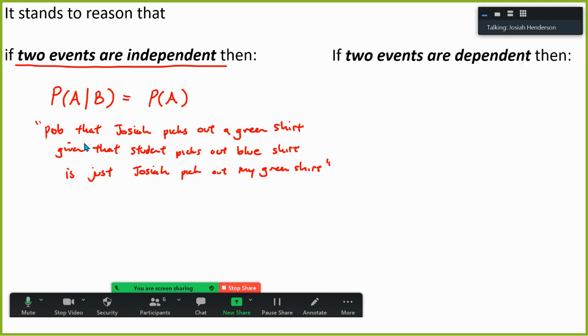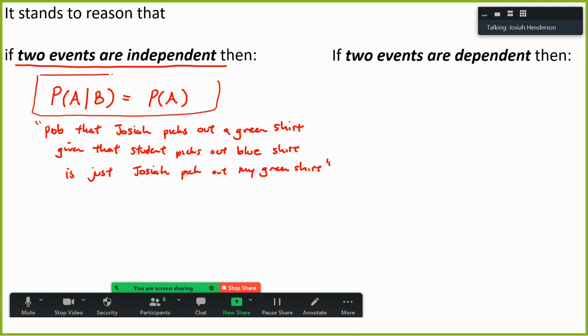of us picking out our different colored shirts, they're totally independent. It doesn't matter what I have in my closet. That doesn't affect what you have in your closet and what your probabilities are for picking out a certain colored shirt. And that's where this notion, this rule right here, is coming from.